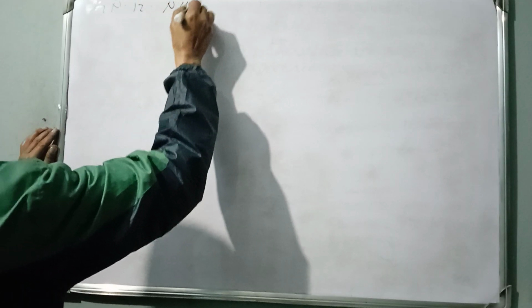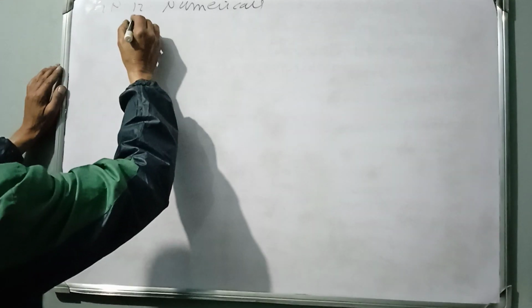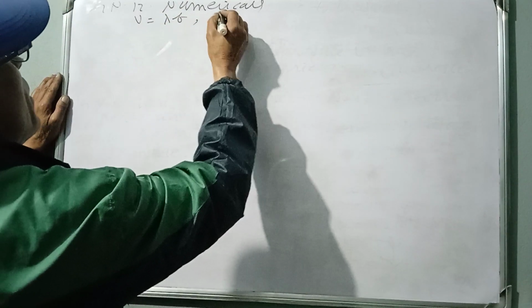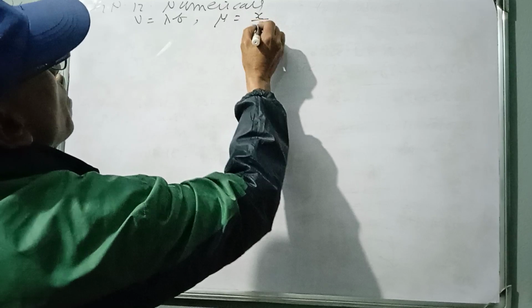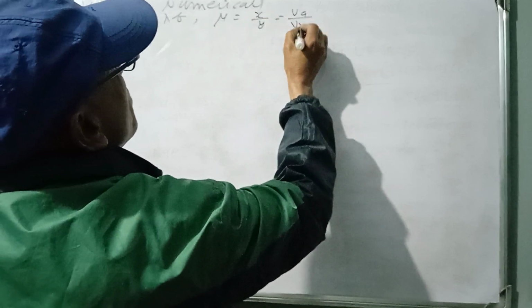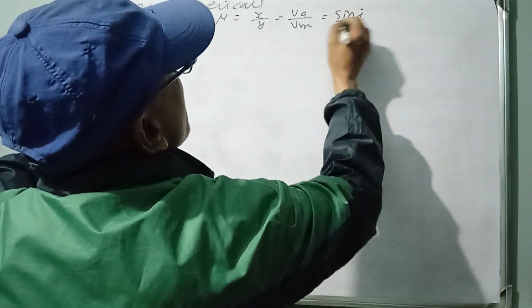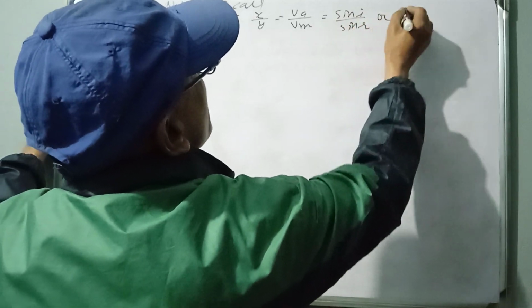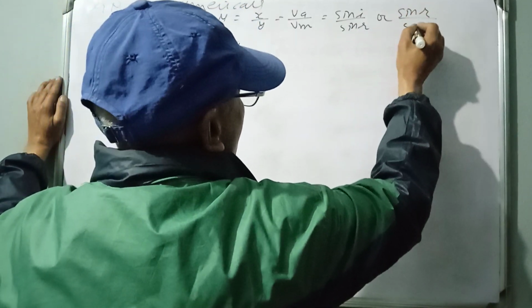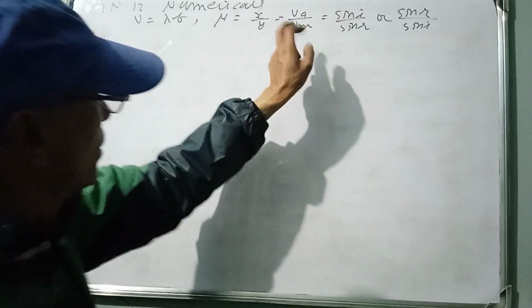Question number 12, solve numericals. To solve the numerical, you should know some formulas. Formula: V equals lambda F, and you can derive others. Another, mu equals x by y, or V A by V M, sin I by sin R, or sin R by sin I, according to the given condition.